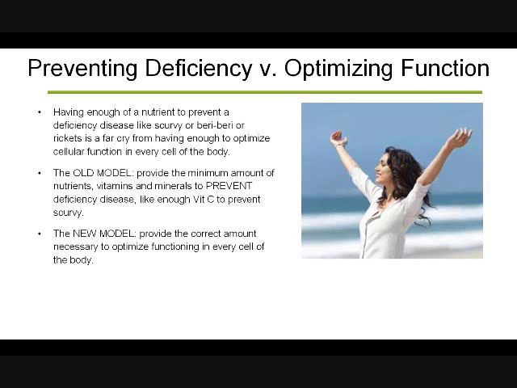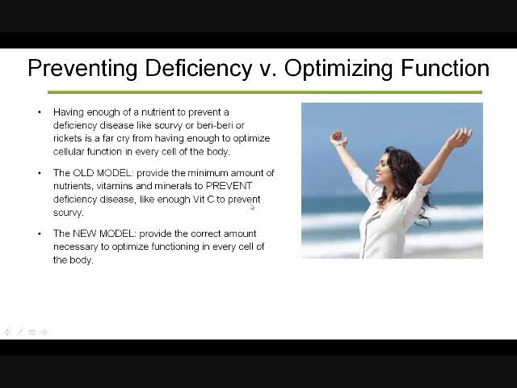So the paradigm in deficiencies is this. We used to think, and the old model was the RDA, the recommended dietary allowance. It doesn't work because it's a population-based amount that says if you get 50 milligrams of vitamin C, I don't know what the exact amount is, you won't get scurvy. Well, what we realize is there's a big difference between preventing a deficiency disease like rickets and scurvy and optimizing health, right? So having enough of a nutrient to prevent a deficiency disease is a far cry from having enough to optimize cellular function.